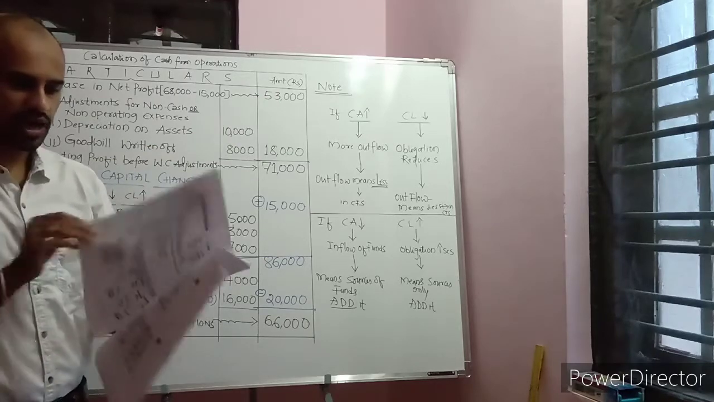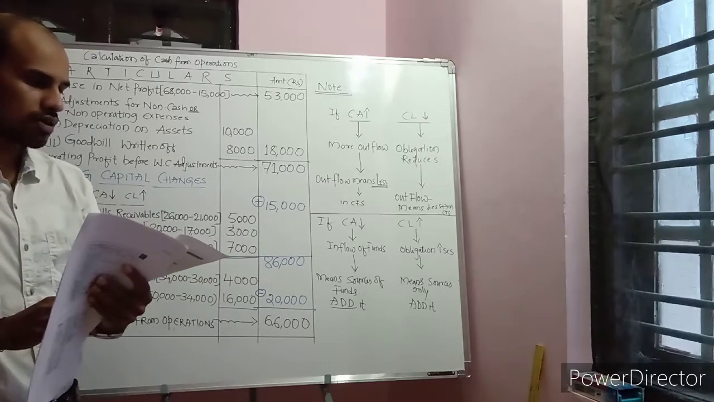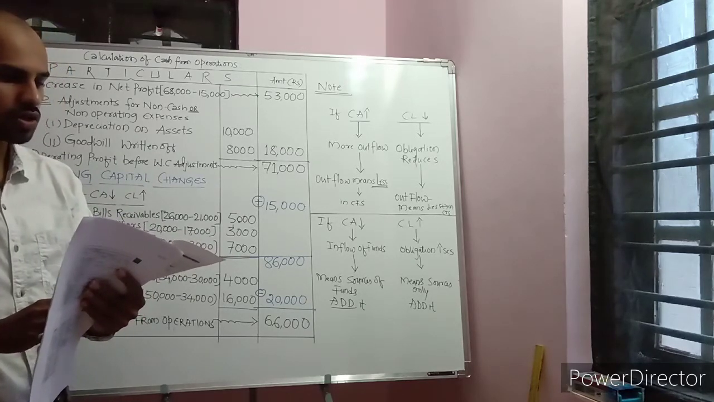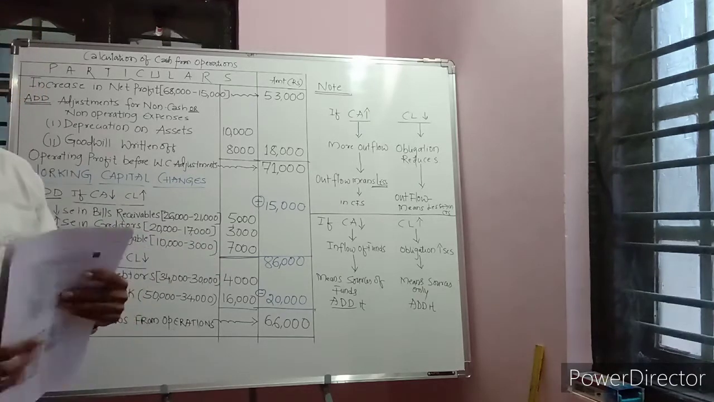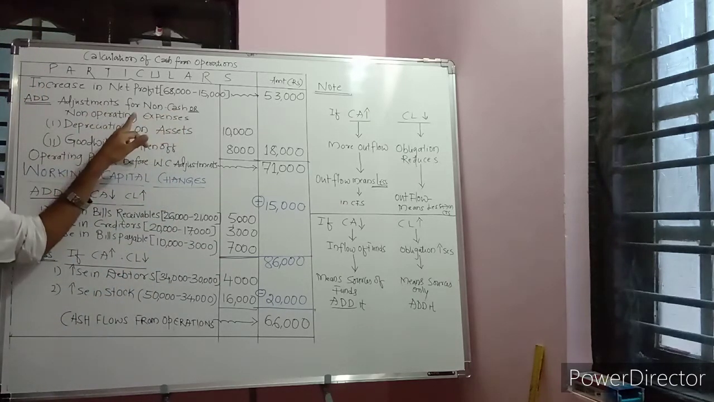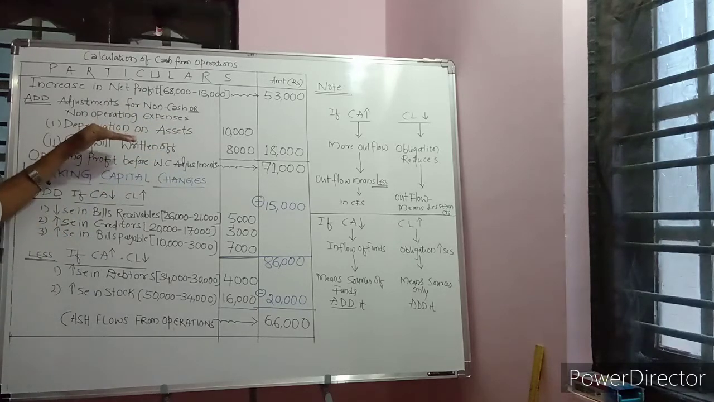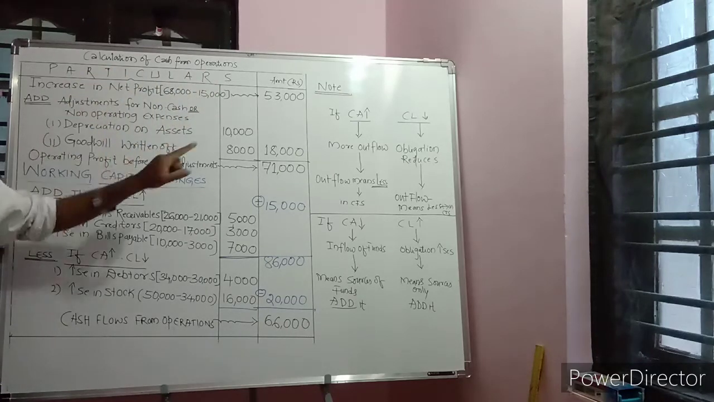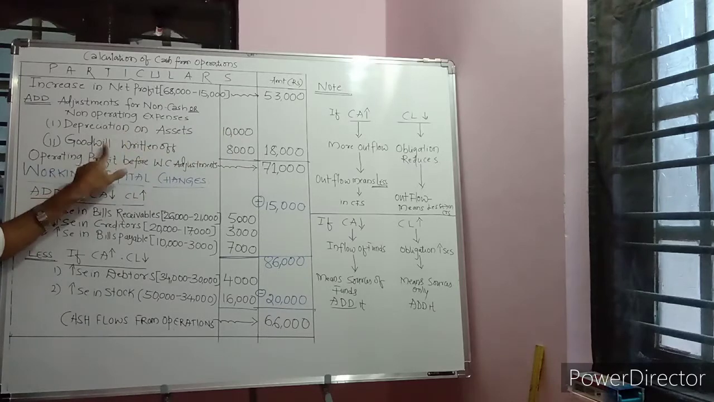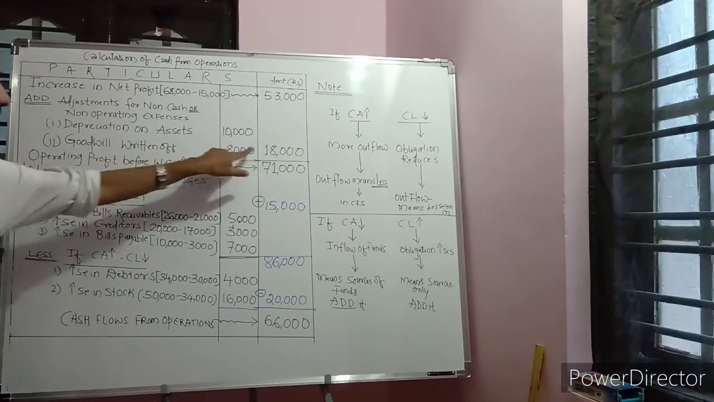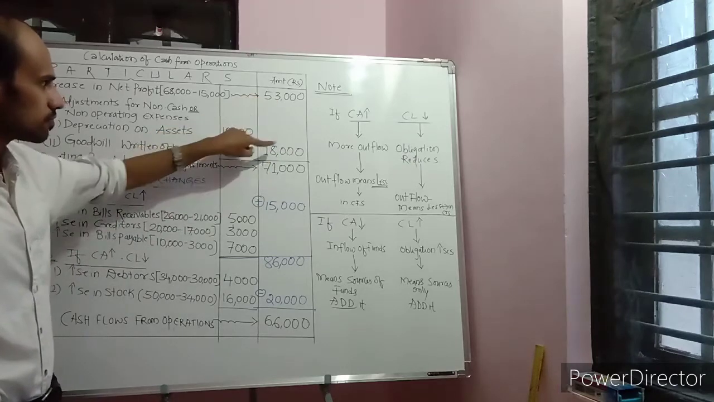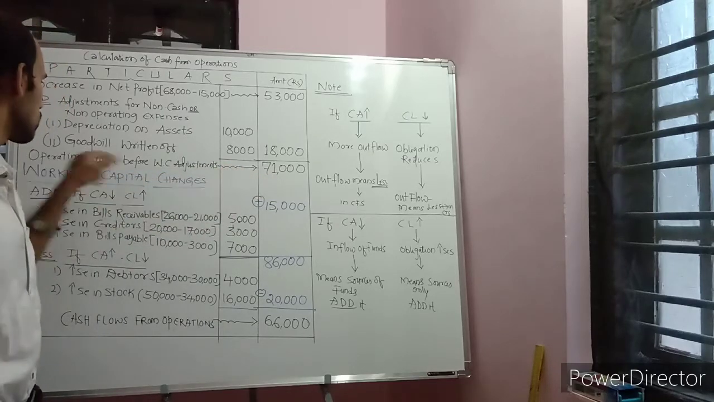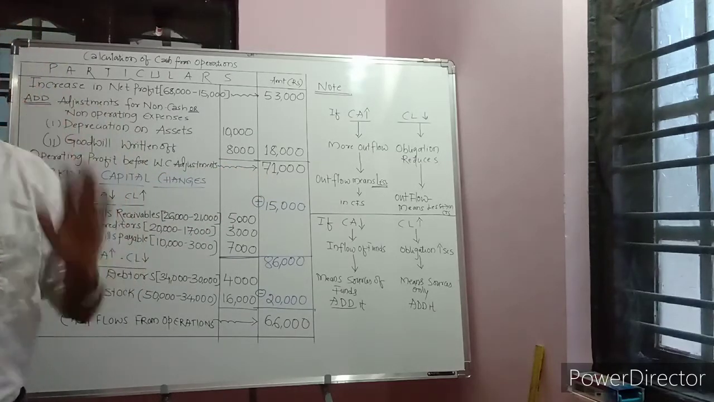Next, they have given adjustments. In the adjustment, they have given goodwill written off during the year 8,000 and depreciation charged on assets is 10,000. So both these are non-fund, non-cash items. For that reason, both depreciation and goodwill written off should be added back to the net profit. So 10,000 on depreciation and goodwill written off 8,000, altogether it is 18,000. So 53,000 plus 18,000 equal to 71,000. This 71,000 is nothing but operating profit before working capital adjustments.